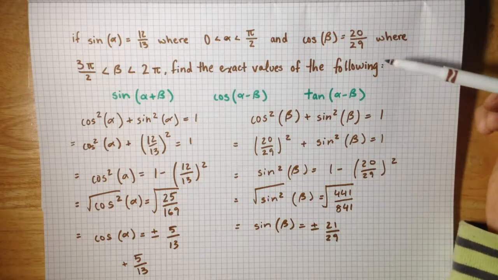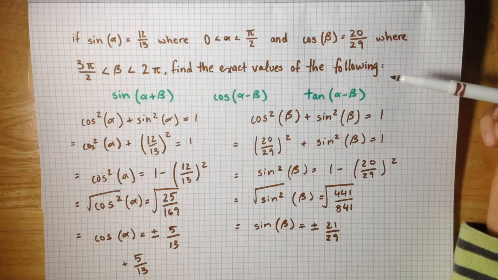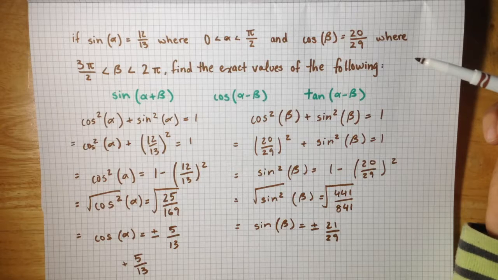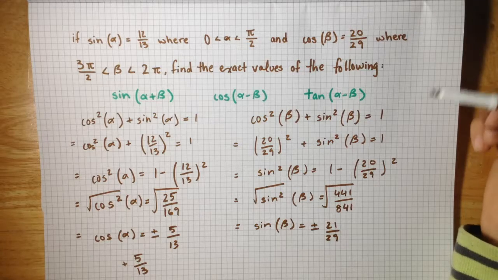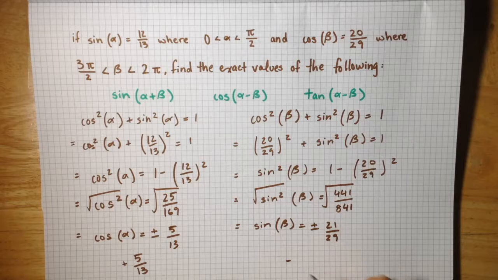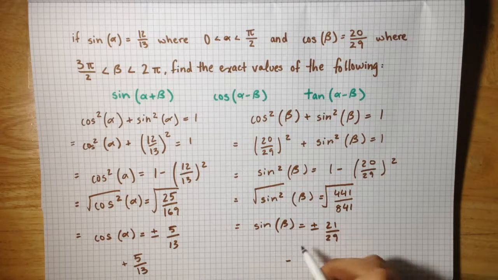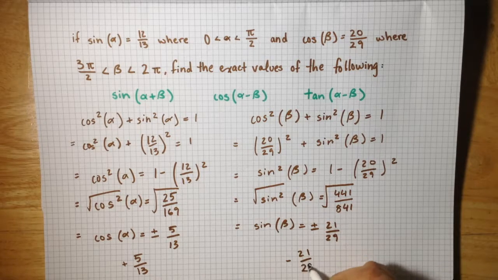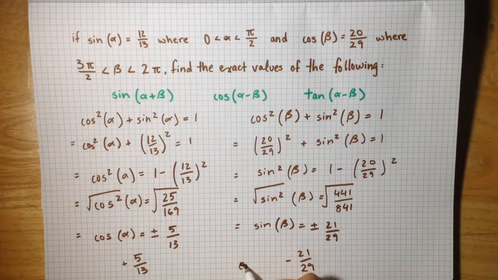In the question, they tell us that beta is between 3 pi over 2 radians and 2 pi radians, meaning that beta is in the fourth quadrant, and all y values in the fourth quadrant are negative. So our final value for sine of beta is negative 21 over 29. So sine beta equals that, and cosine alpha equals that.